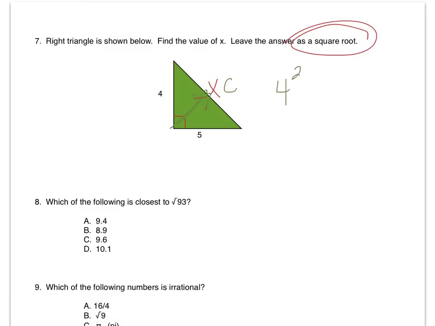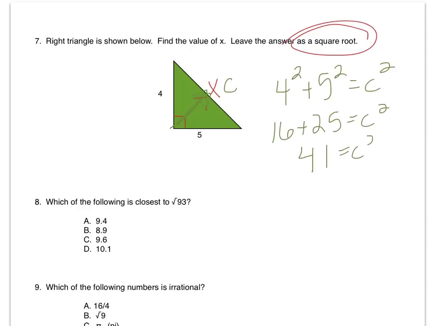So it's going to be 4 squared plus 5 squared equals c squared. 16 plus 25 equals c squared. So this is going to be 41 equals c squared. So our answer is going to be the square root of 41. Which of the following is closest to the square root of 93?